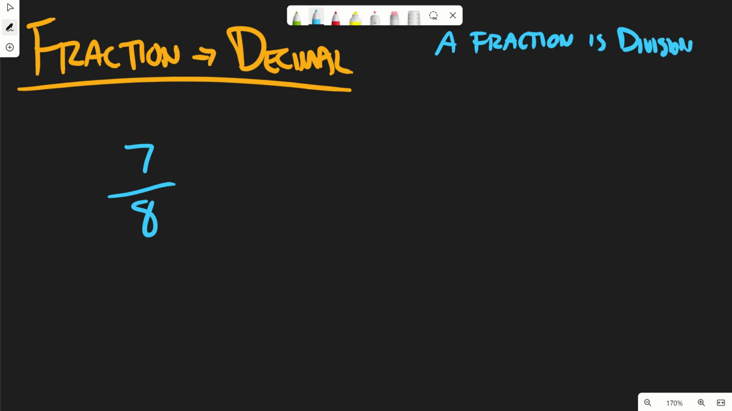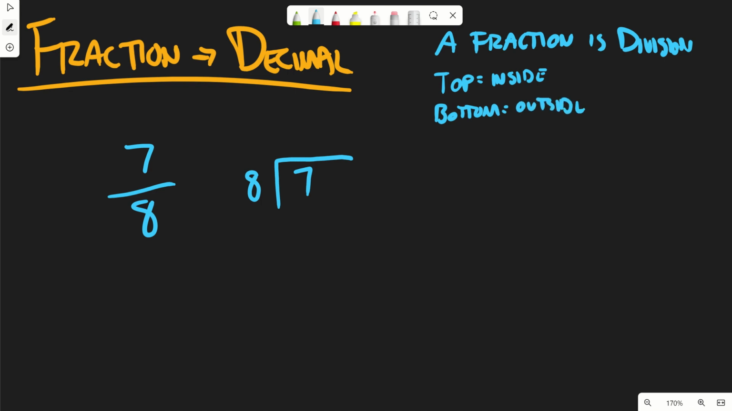A fraction is division. And the way we divide is our top number goes on the inside, bottom number goes on the outside. I would write this down if I were you so you don't forget. Okay, and then we divide.